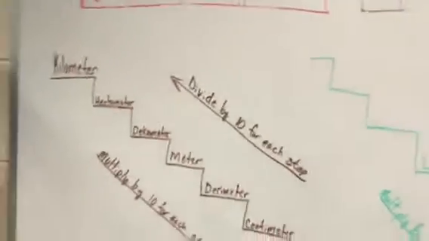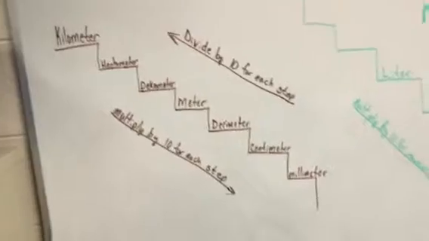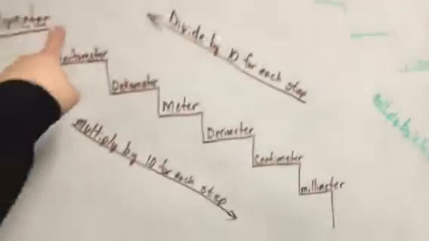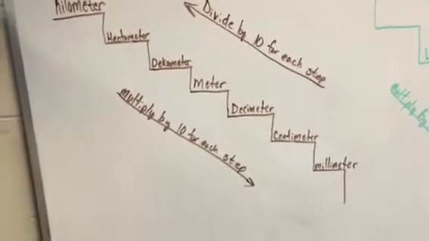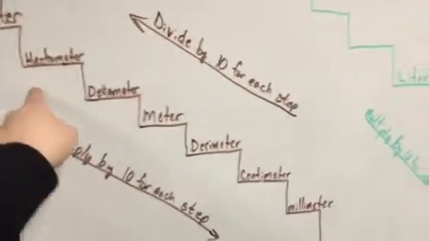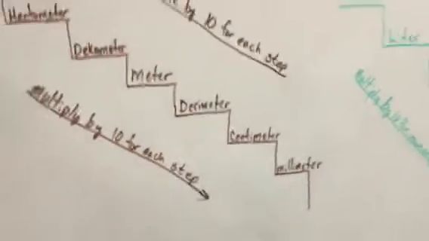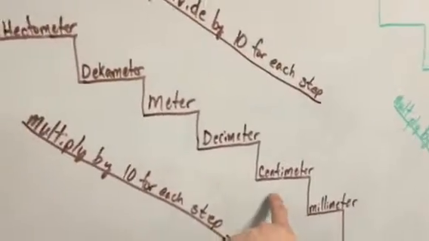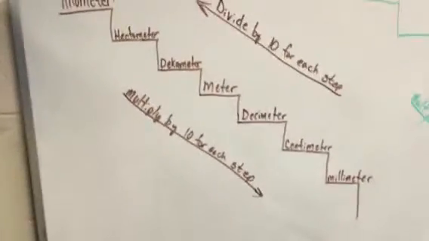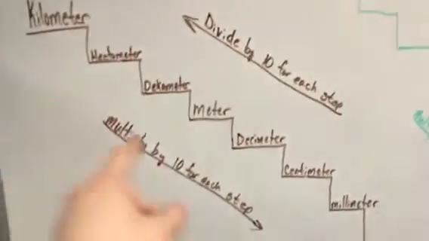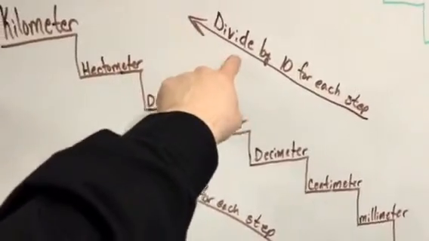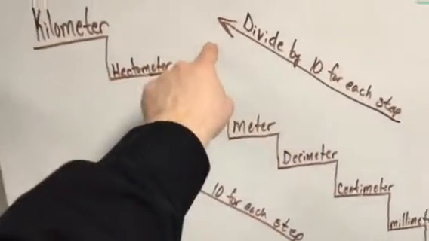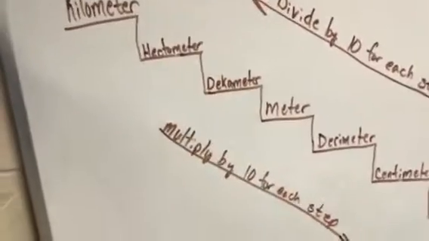The first one is this stair step. And remember, we drew it like a stair step because for every step we go, we're either going to multiply or divide by 10. So in distance, we're going to use all of these distances. We mostly will be talking about millimeters, centimeters, meters, and kilometers, but you need to know all of the different steps. So from a meter, if I want to know how many decameters there are, I'm going to divide by 10 because I'm going up the stairs and it's only 1 step away.